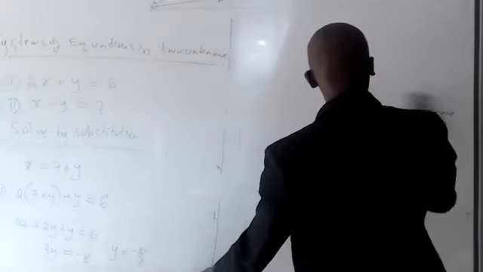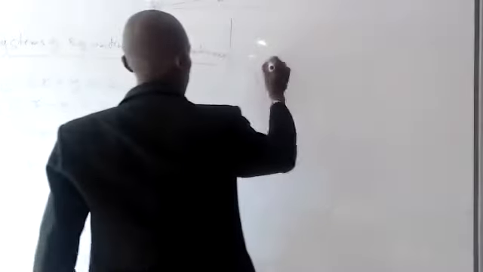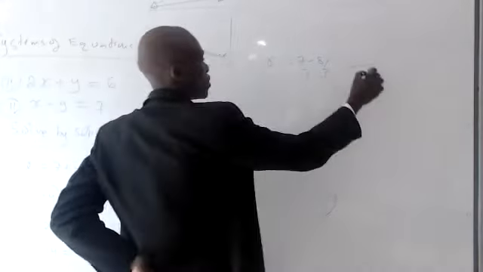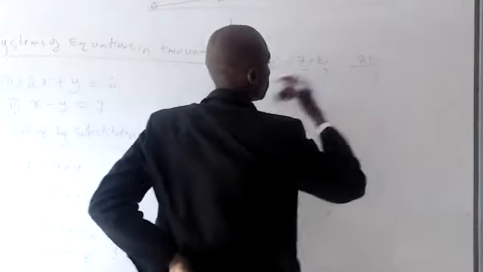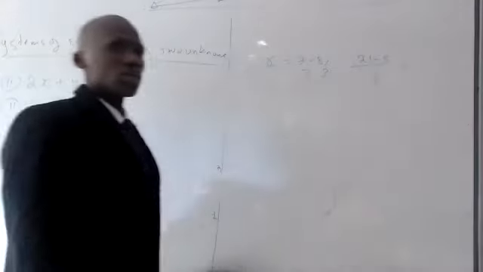So we have y is negative 8 thirds. Therefore, x from the second equation is 7 plus y. So that should be 7 minus 8 thirds. The LCM is 3. So 1 into 3, that's 21, minus 8. What is 21 minus 8?